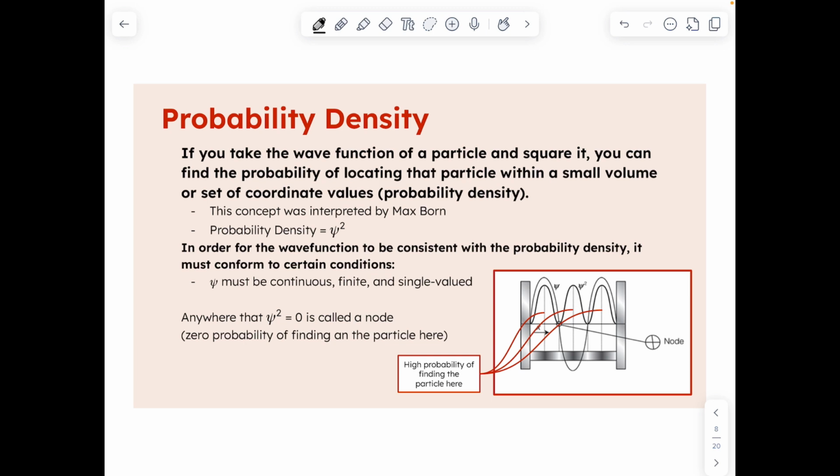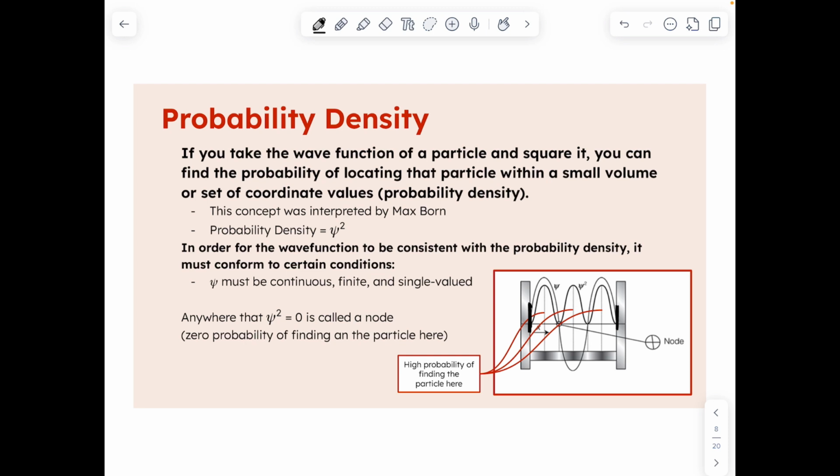In order for the wave function to be fully consistent with this concept of probability density, it has to conform to a couple of different conditions. Within the confines of your box, so these two outer limits here, the wave function has to be continuous, finite, and single valued.